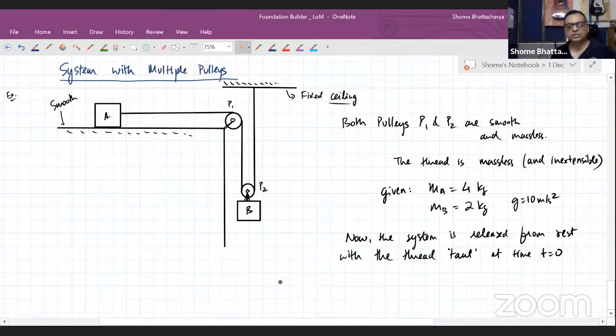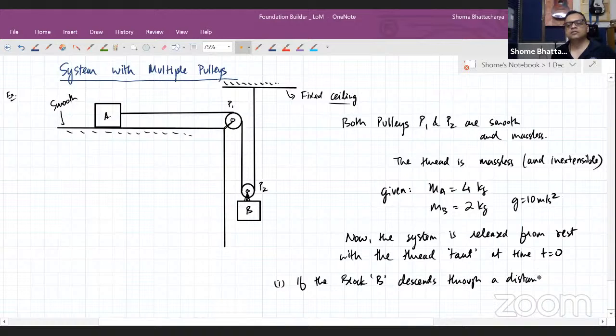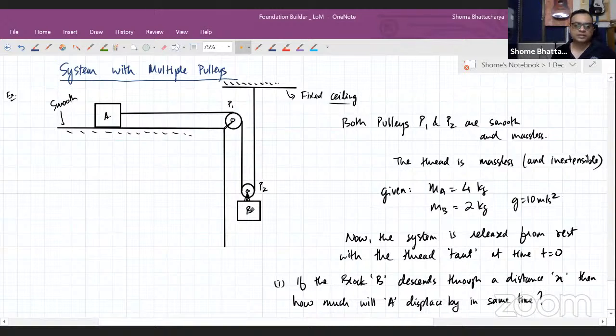Okay. Now the first thing we have to do here is that if the block B descends through a distance of x, then how much will A displace by in the same time? So in the amount of time that the block B comes down by distance x, we have to find out how much the block A would have moved by. Okay, so that is the first part of the question.